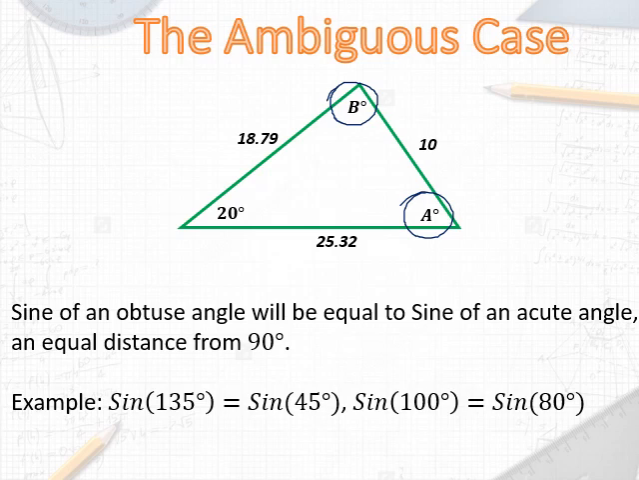By sticking to the non-obtuse angle and solving for that, and then saying, okay, we can combine these and figure out angle B, we can solve for that. So if we do a quick sketch of what that would have looked like, it would have been sine 20 over 10 is equal to sine A over 18.79. We'd multiply by 18.79 on both sides.